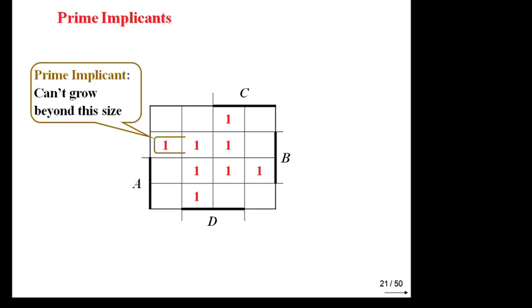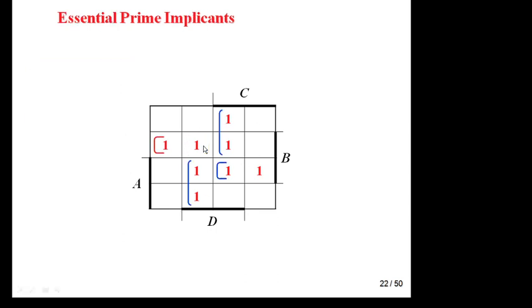Next, prime implicant. A prime implicant is a group of minterms. For example, this is one group, this is one prime implicant, this is one prime implicant, this is one prime implicant, this is one prime implicant, and this is one more. Total prime implicants are 5: 4 pairs and 1 quad.